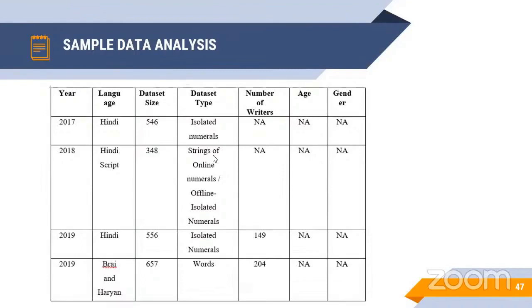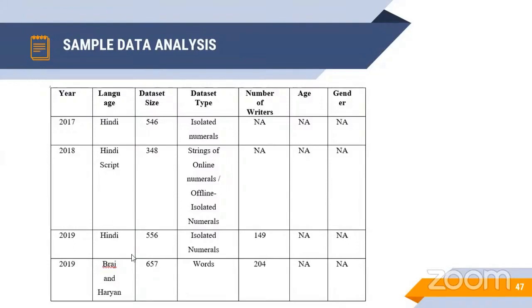In the year 2017, there is the Hindi language, with a data size of 546 and isolated numerals. The number of writers is 0, the age is also 0, and for the gender, I also identified the data based on gender, male and female. In the year 2018, the data set size is 348, with strings of online and offline numerals, with isolated numerals, but the number of writers, age and gender are not applicable. It is 0.